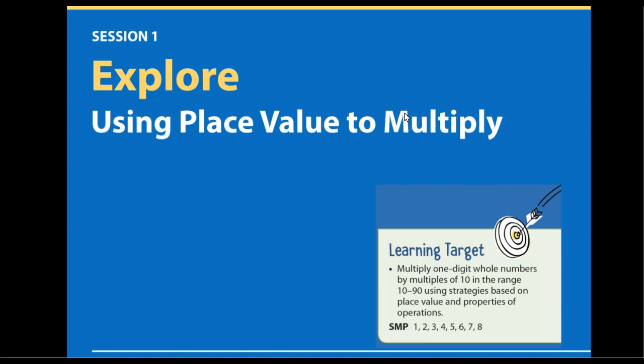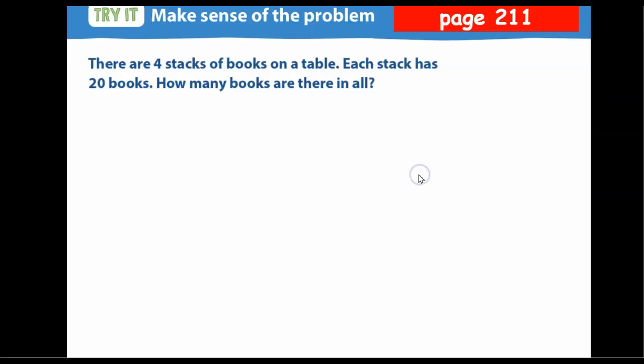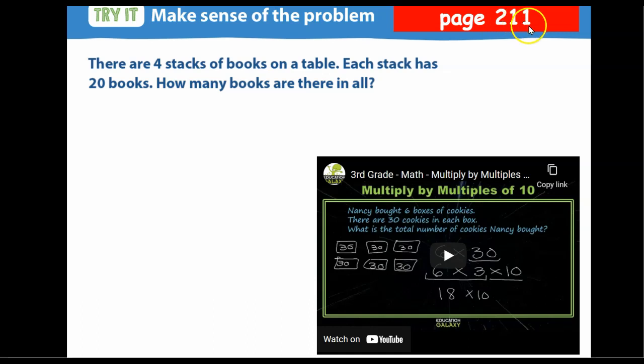All right, guys, we're doing lesson 9. Use place value to multiply, okay? So it says using place value multiply session 1. Okay, go to page 211. It says there are 4 stacks of books on a table.